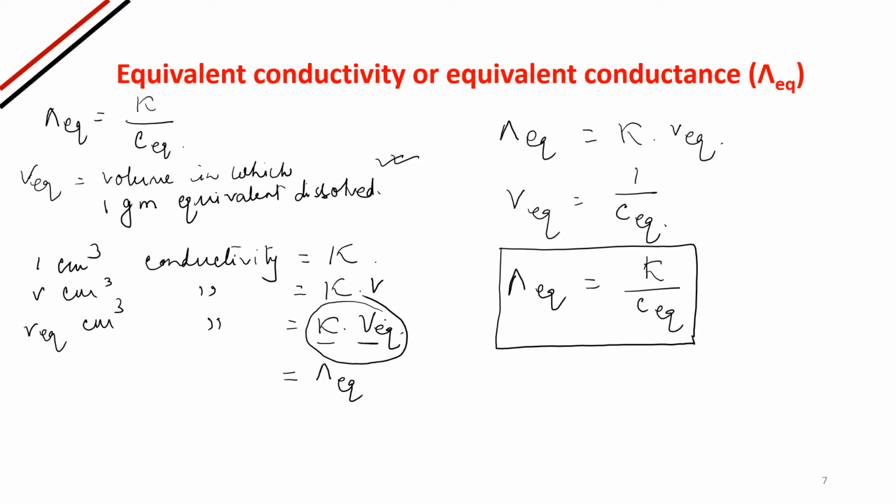Okay. So, I am coming to this formula, that is lambda equivalence is equal to kappa by C equivalence. I hope you have understood. Now, again I am going back to the previous slide.